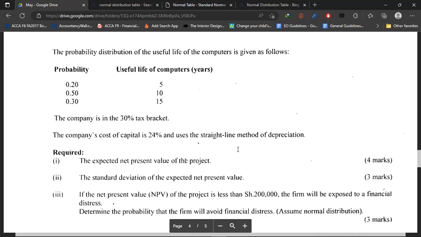Required: Number 1, the expected net present value of the project. Number 2, the standard deviation of the expected net present value. Number 3, if the net present value (NPV) of the project is less than 200,000 Kenya shillings, the firm will be exposed to financial distress. Determine the probability that the firm will avoid financial distress. Assume normal distribution.